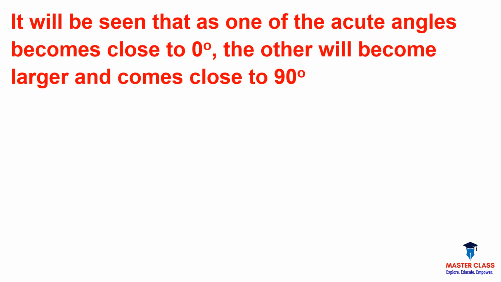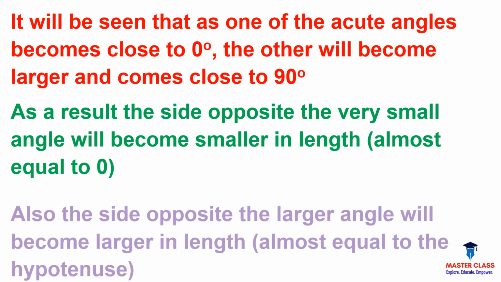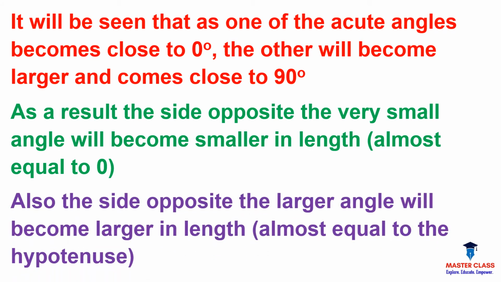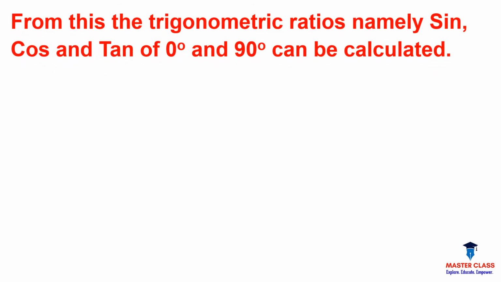It will be seen that as one of the acute angles becomes closer and closer to 0, the other will become larger and comes close to 90 degrees. As a result, the side opposite the very small angle will become very small in length, almost equal to 0. Also, the side opposite the larger angle will become larger in length and it will become almost equal to the hypotenuse. From this, we can calculate trigonometric ratios, namely sine, cos and tan of 0 degrees as well as 90 degrees.